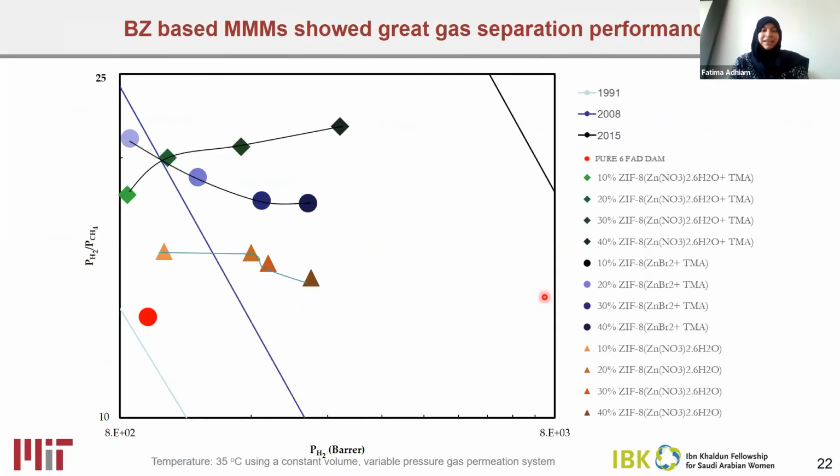I have obtained the same trend for the selectivity of hydrogen over methane as well. And by this, we confirm that the BZ material would show great gas separation performance compared to RDZ with either smaller or larger particle size.